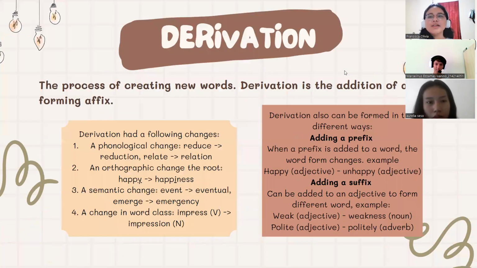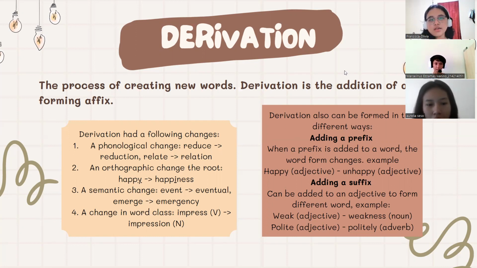Okay, so the first is derivation. Derivation is the process of creating new words. Derivation is the addition of a word-forming affix. Derivation has the following changes. The first is a phonological change, for example, reduce to reduction, relate to relation.